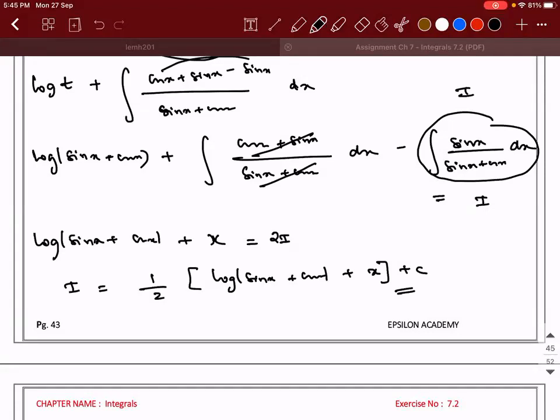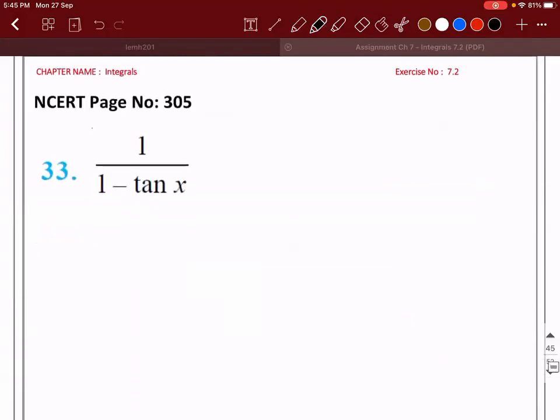Okay, next one. So integral of 1 by 1 minus tan x. Can you please solve this problem using the same logic?